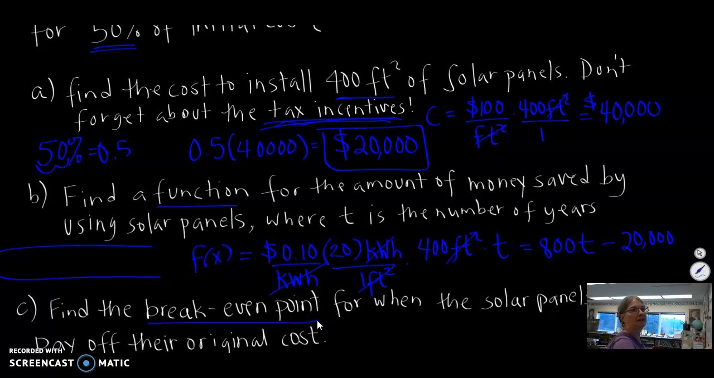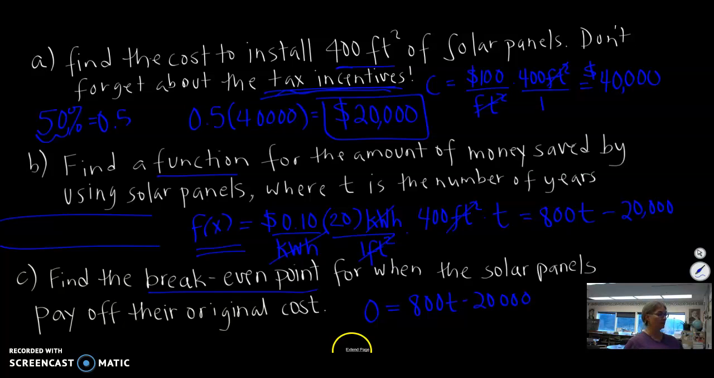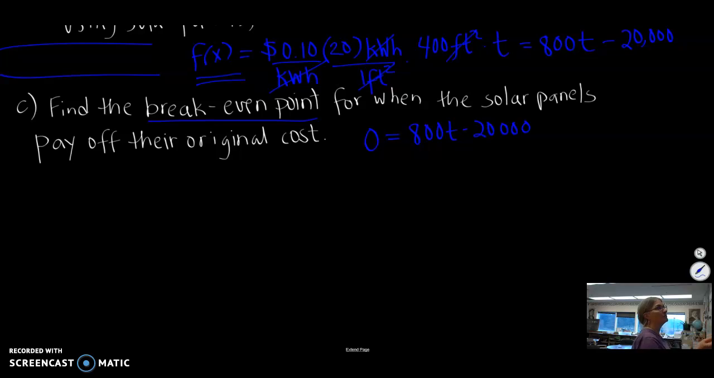So you might want to grab a calculator for this part. When you break even, this function right here is the amount of money saved. So we want to know when we're offsetting that $20,000. We want to know when our total amount is equal to 0. So we're going to set this 800T minus $20,000 to 0 and solve for T, and after that time we'll be saving money. That $20,000 will have been paid off, and we will just start having free electricity essentially.